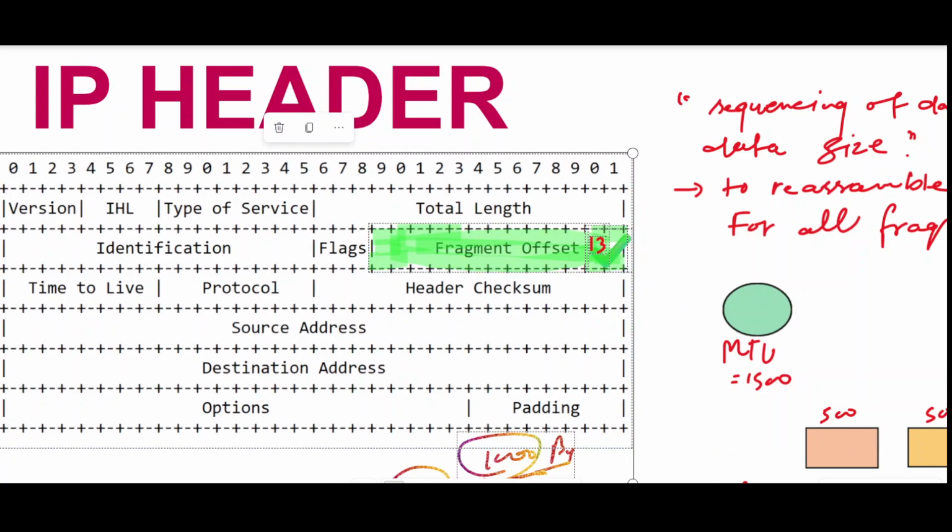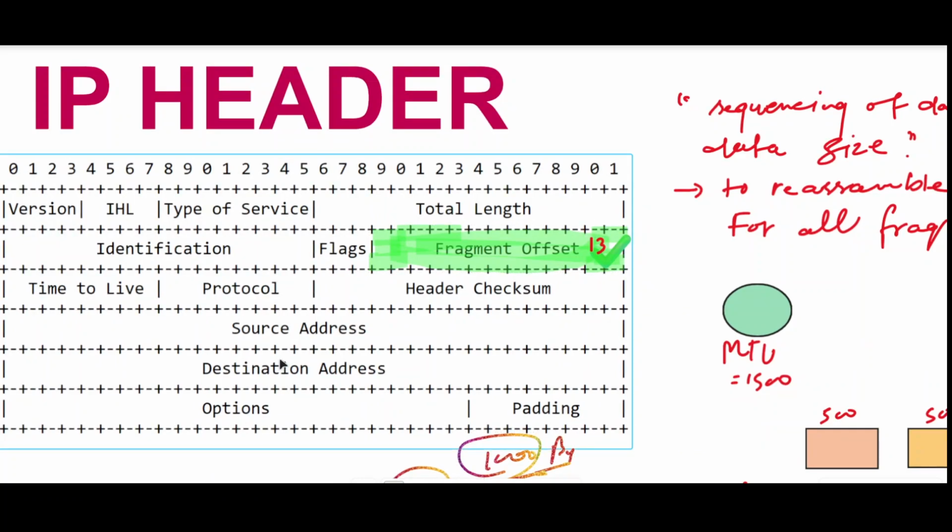Now we will meet you in the next class for time to live, protocol and header checksum as well. Then we will discuss source address and destination address, which is very important for better understanding, and maybe this class will be the longest class.